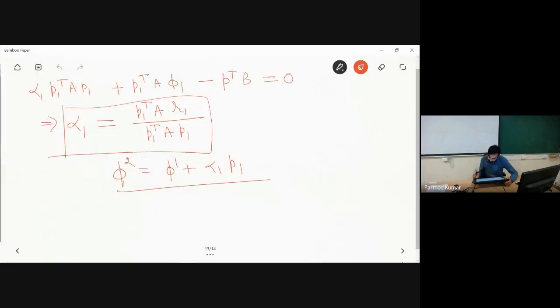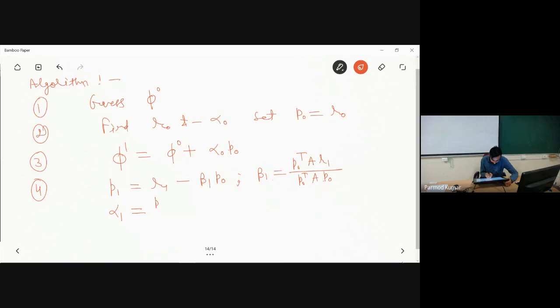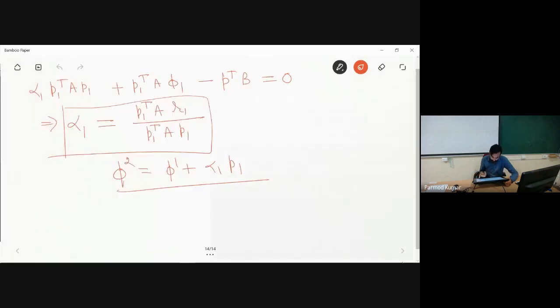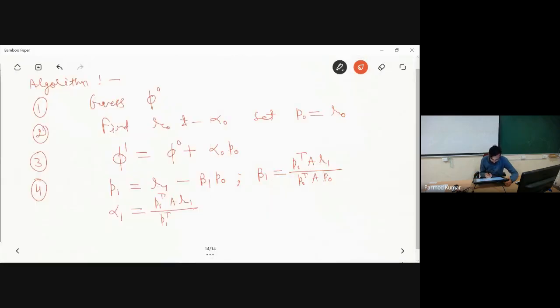Just I have calculated P1 transpose into AR1 divided by P1 transpose into AP1. So once alpha 1 is estimated, I can find out the value of phi 2 as nothing but phi 1 plus alpha 1 into P1. Now I can write, let me write in the fifth step, the generalized equation.